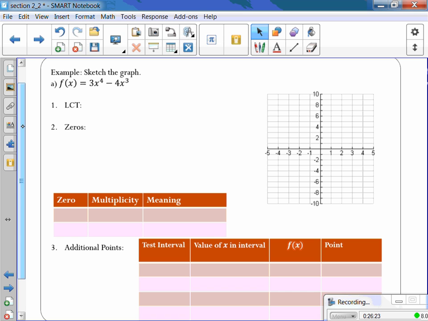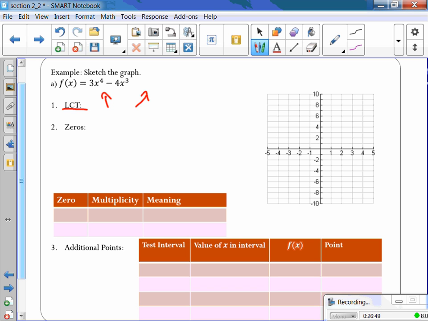Okay. So we're going to sketch the graph f of x equals 3x to the 4th minus 4x cubed. What is my end behavior from the leading coefficient test? Absolutely. It's an even degree, right? So I'm looking at f of x equals x squared. Positive, just like our parabola, right?